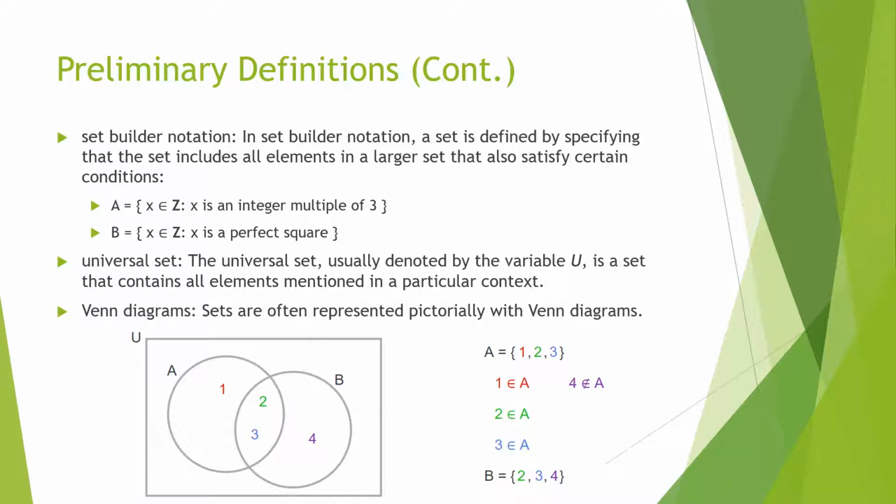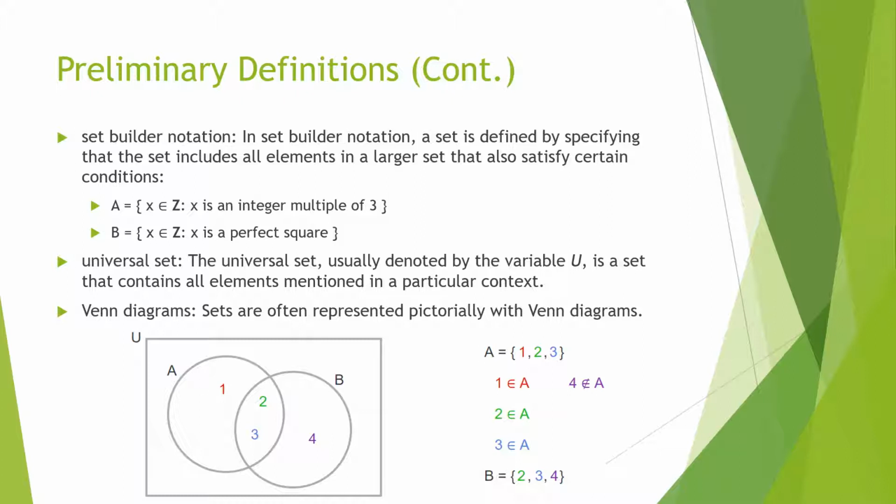As another example, you can see set B, which is the set of all integers X such that X is a perfect square. So 0, 1, 4, 9, 16, 25, 36 are all elements of B, but for example 24 is not an element of B because although it's an integer, it's not a perfect square, which means its square root is not an integer.